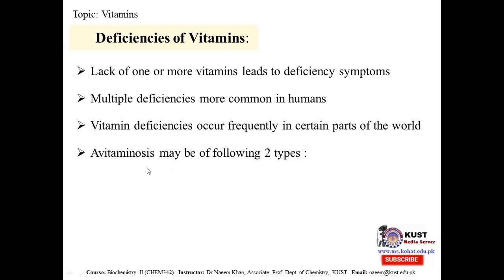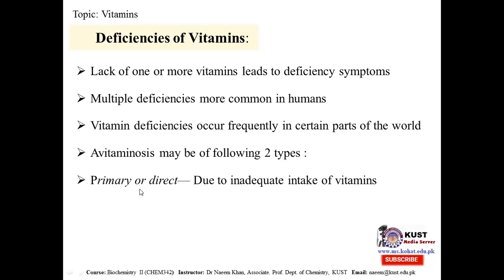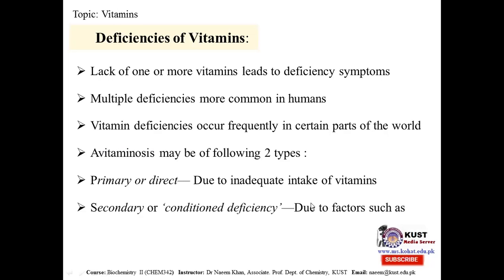Avitaminosis is a condition of vitamin deficiency, and this may be of two types. One is the primary or direct type, which is due to inadequate intake of vitamins. If someone is not taking enough vitamins in their diet, they will have vitamin deficiency. This is called primary deficiency or direct deficiency.